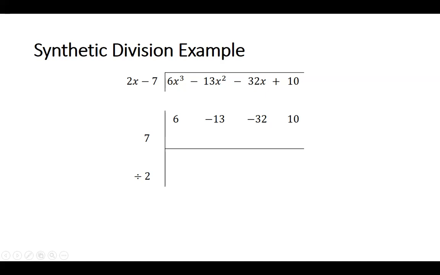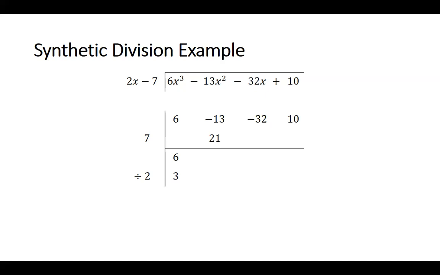So the process is as follows: we bring down the first term, 6. So 6 comes down, and then we divide it by 2, because 2 was our leading coefficient, which gives us 3. We're then going to take that 3 and multiply it by 7, which gives us 21. That goes into the next column.